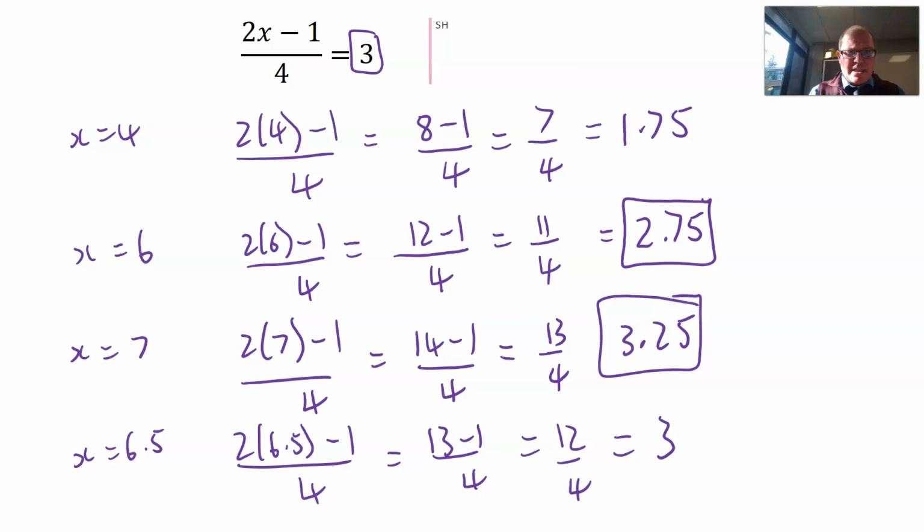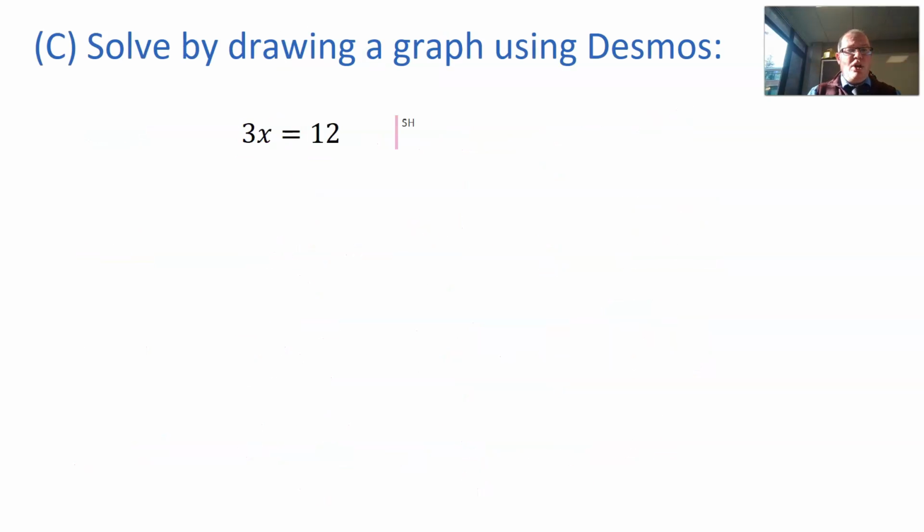Okay, let's look at the next one. For this next one, I'm going to use a graphing package called Desmos. You can use any package you want. I'm going to put the graph in and show how I can get 3x equals 12 using a graphing package. Now, I know the answer is 4 by inspection. 3 times 4 equals 12, so we know what the answer is, but I want to show you how to do it using a graph.